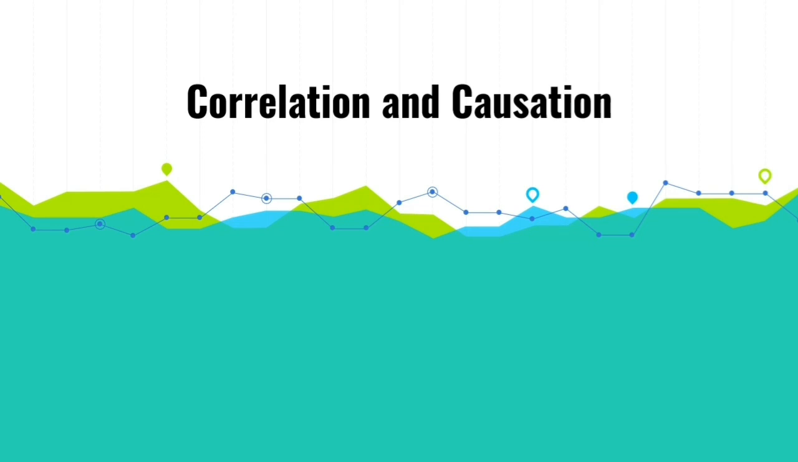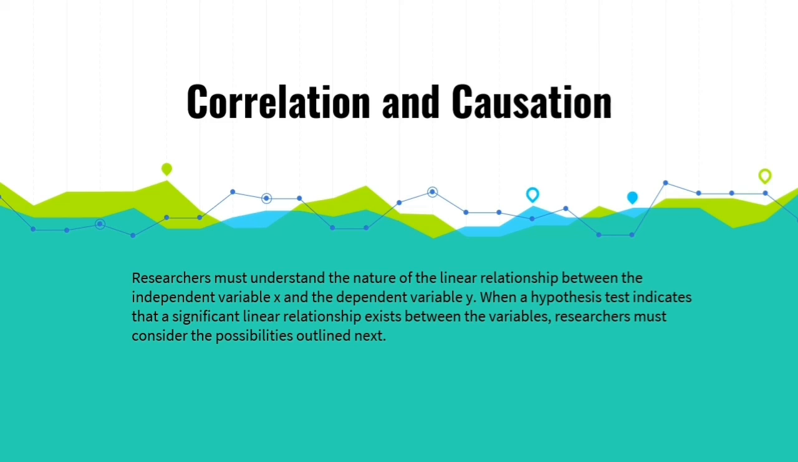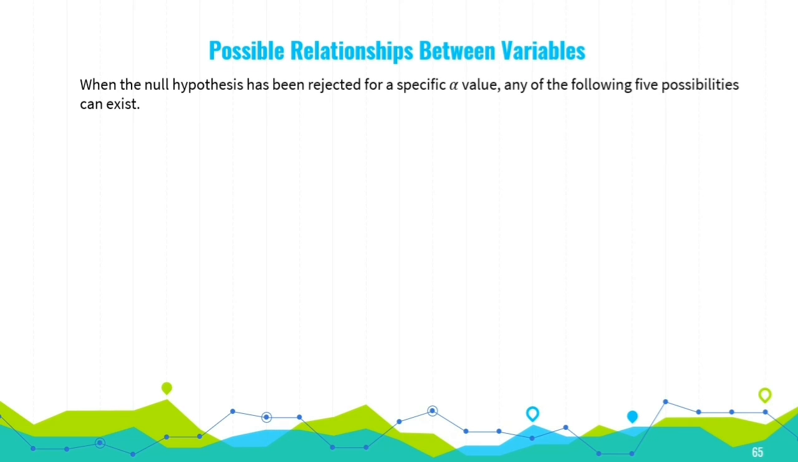Next, let's discuss correlation and causation. Researchers must understand the nature of the linear relationship between the independent variable x and the dependent variable y. When a hypothesis test indicates that a significant linear relationship exists between the variables, researchers must consider the possibilities outlined next. So we have possible relationships between variables. When the null hypothesis has been rejected for a specific alpha value, any of the following 5 possibilities can exist.